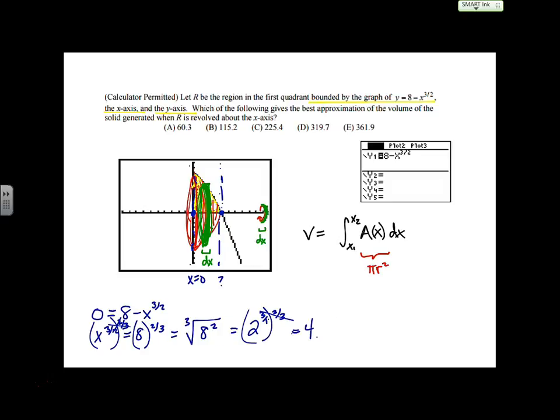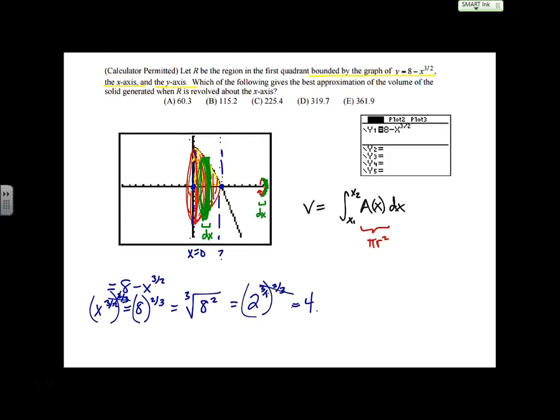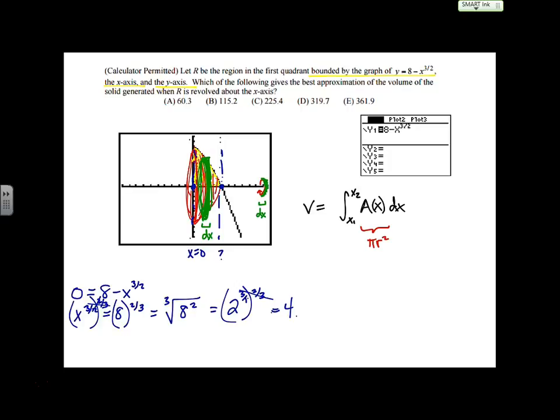So we can say, there we go, I was trying to move that over. Volume is equal to the integral from 0 to 4 of pi somebody squared. Now wait a minute, who's our radius according to our picture?